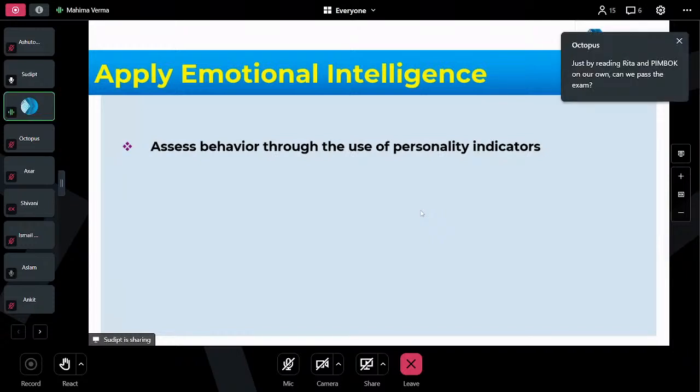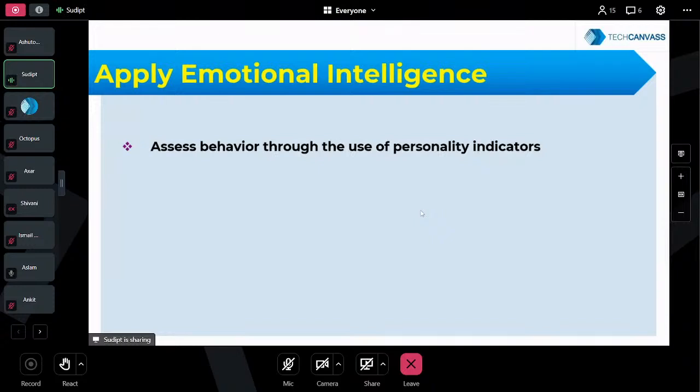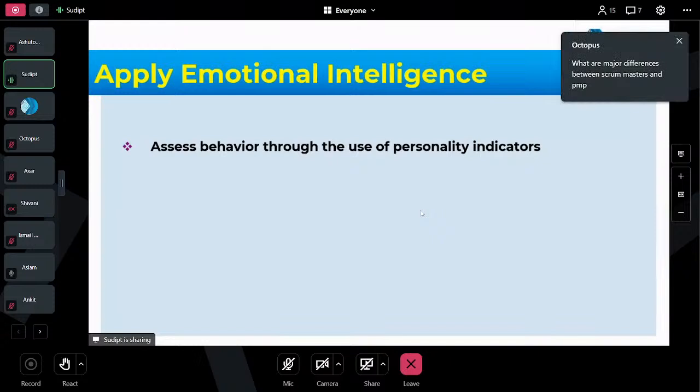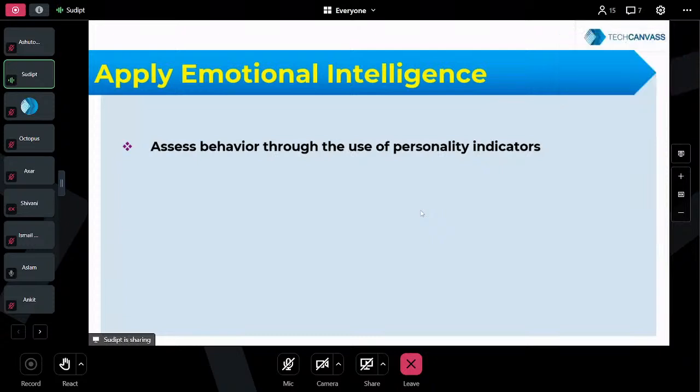There's one more in the chat box. Yes, Octopus. Just by reading Rita and PMBOK, if you can cover these two, read them on your own with complete faith and sincerity, you will be able to pass it. But an ideal situation is to read it twice at least, alternatively, starting with PMBOK. If you have the tenacity, please go ahead and read it thrice. And then take up your mock examinations also, so that you can assess your progress and figure out where you stand at that point in time.